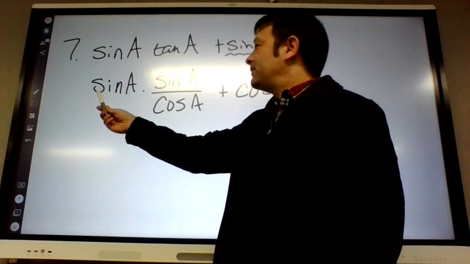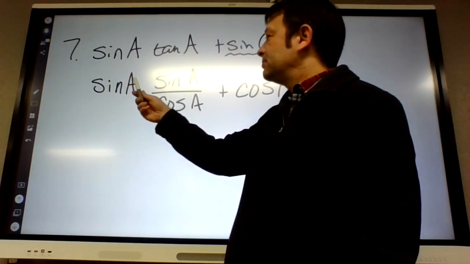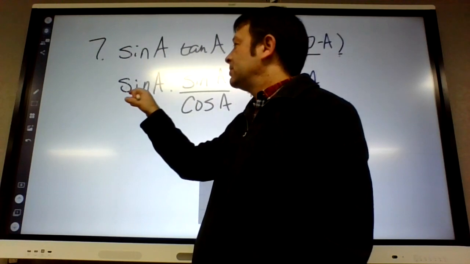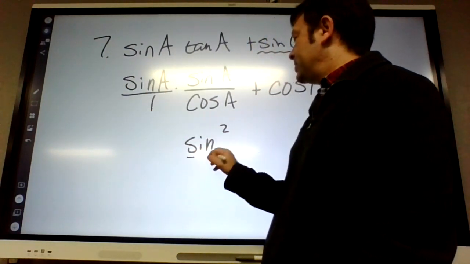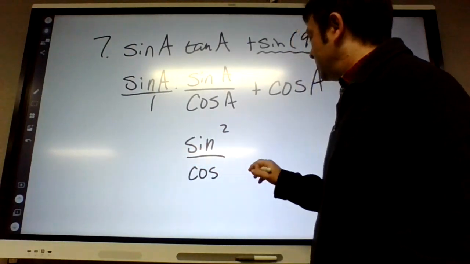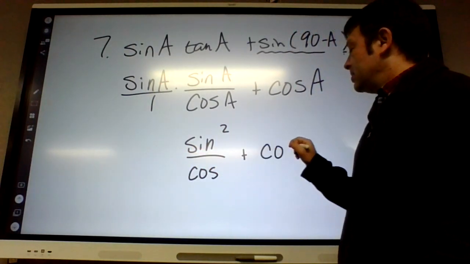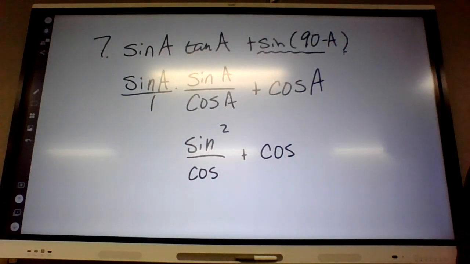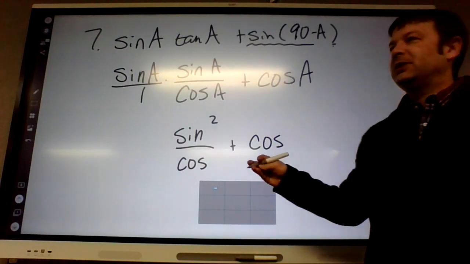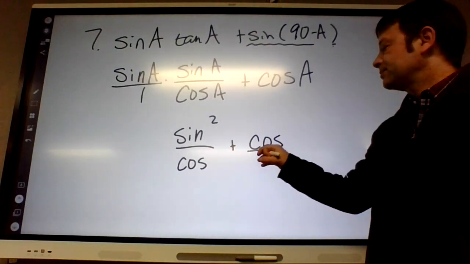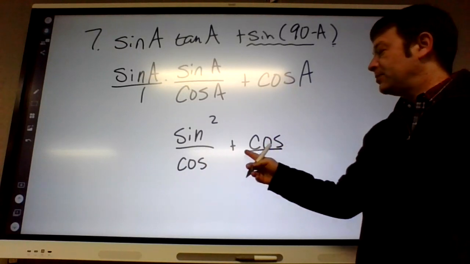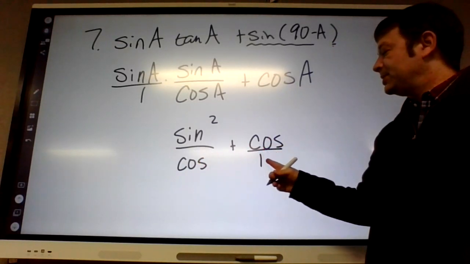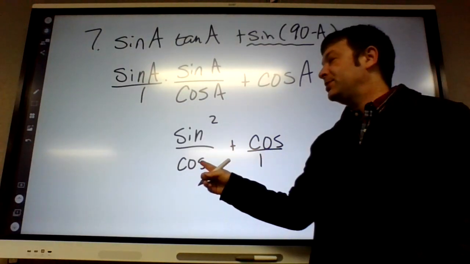So what's this first term going to become? Sine squared over cosine. I'm going to drop the a's for a while. Sine squared over cosine plus cosine. Okay, to add two fractions together, what do we need? We need a common denominator. Cosine is cosine over 1. What's the common denominator between these two going to be? What will they both go into?